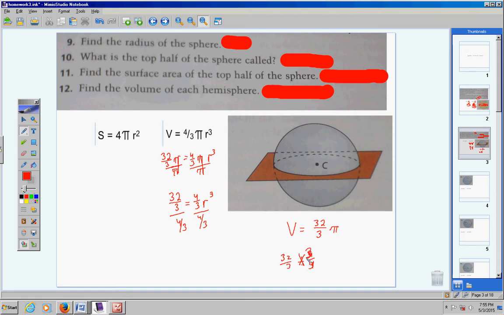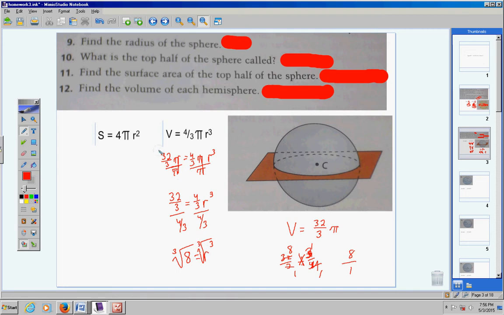So now it's 3 fourths. Your 3's would cancel. Your 4 would go into 32 8 times. 8 times 1 is 8. 1 times 1 is 1. So 32 over 3 divided by 4 thirds is 8. 8 equals r cubed. Take the cubed root of both sides, and the cubed root of 8 is, take the cubed root of both sides.